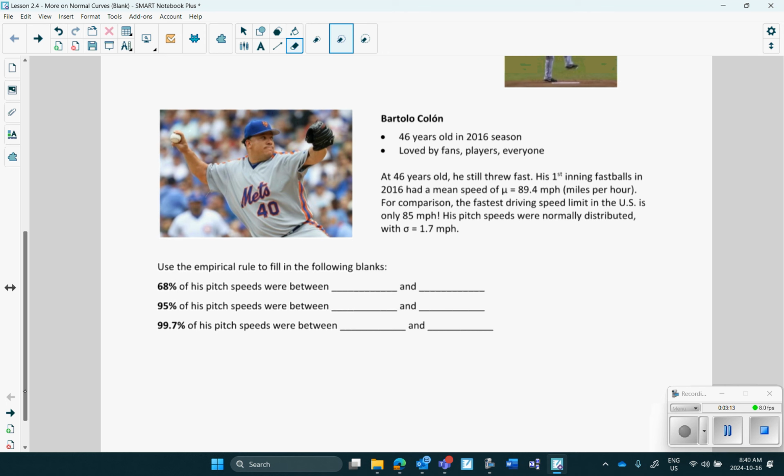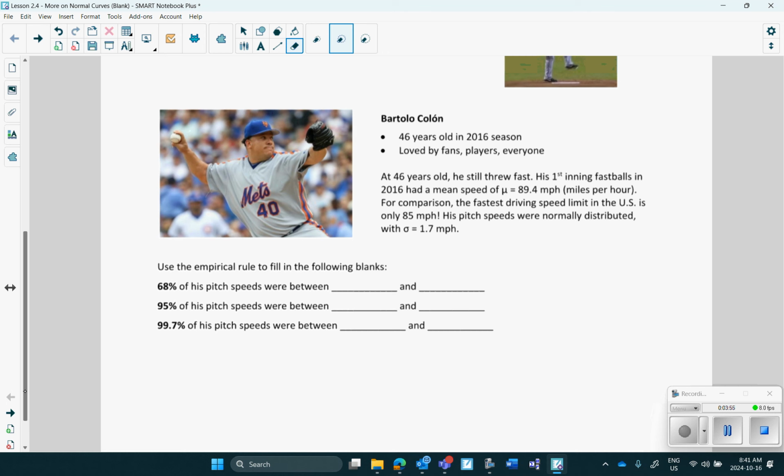So let's look at Bartolo Colon's pitching. He pitched well into Major League Baseball, into like 46 years old, and he still had a pretty good fastball. And 46 years old is pretty old for Major League Baseball. So all his pitches had a mean speed of 89.4 miles per hour and a standard deviation of 1.7. And his pitches were normally distributed. Usually they were around 89.4, then there were some that were higher, and some that were lower. So it follows a normal distribution.